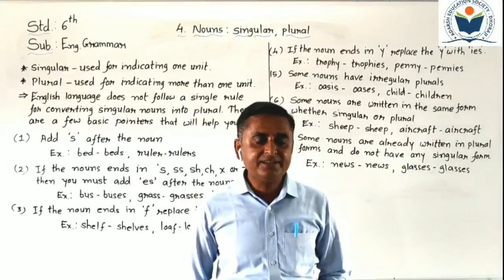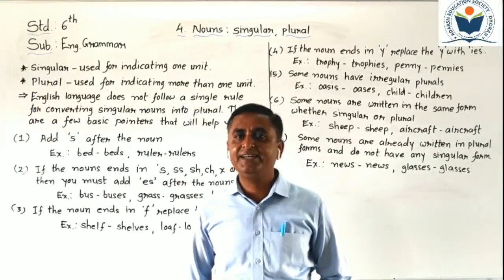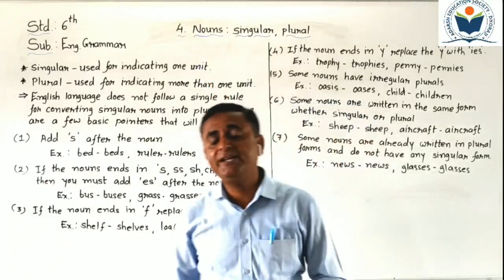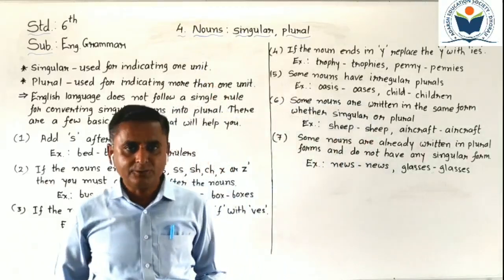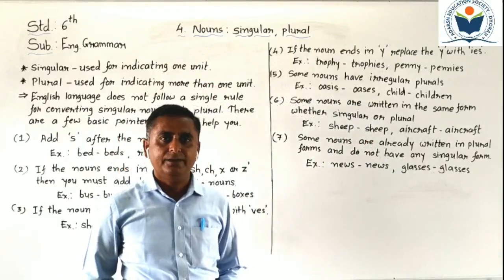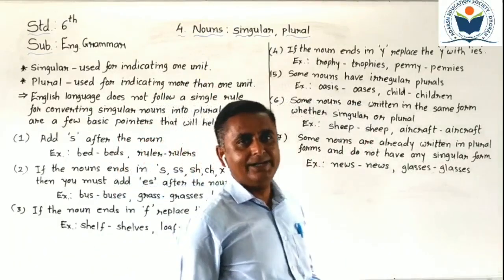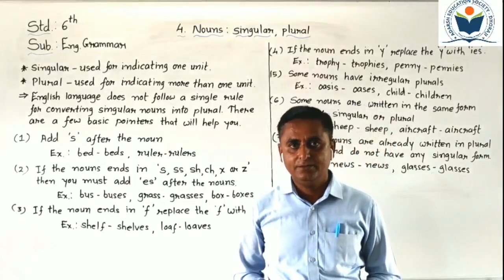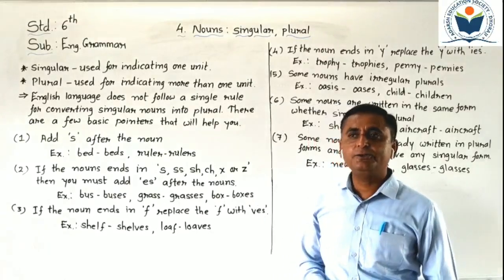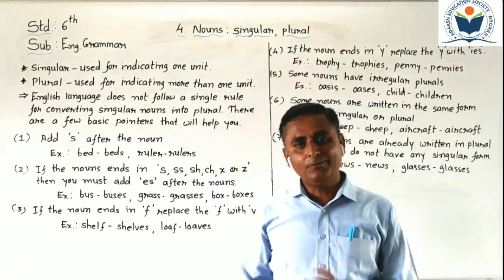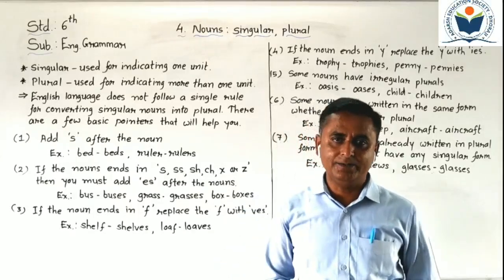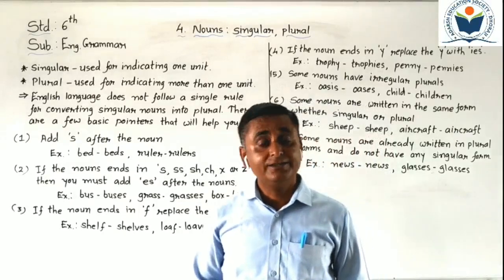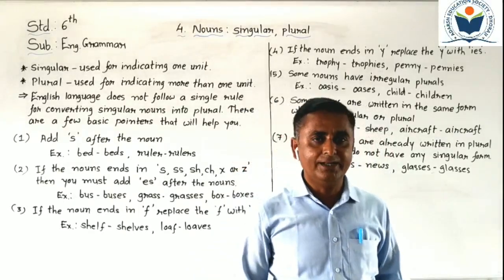In our previous screen, we saw the noun definition and types of nouns. Nouns have mainly two types: proper noun and common noun. In common nouns, there are two types: countable nouns and uncountable nouns. And countable nouns have two types: singular noun and plural noun.